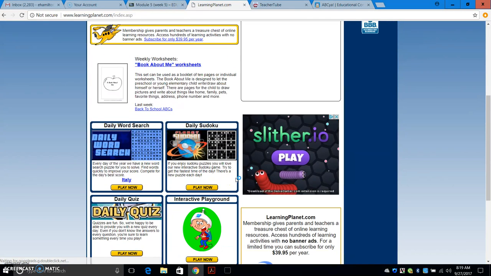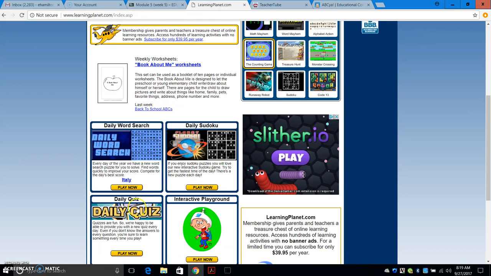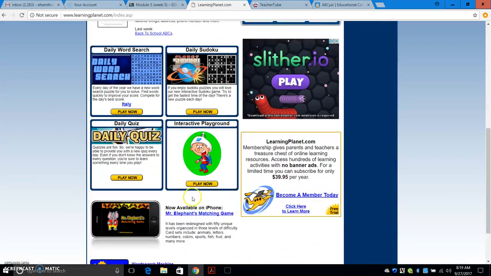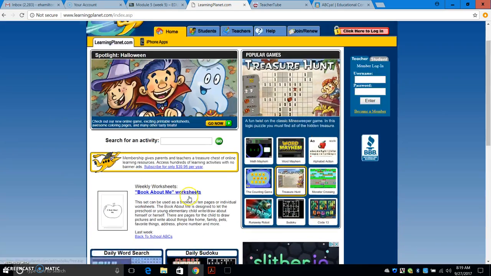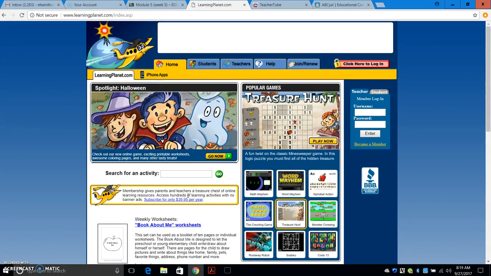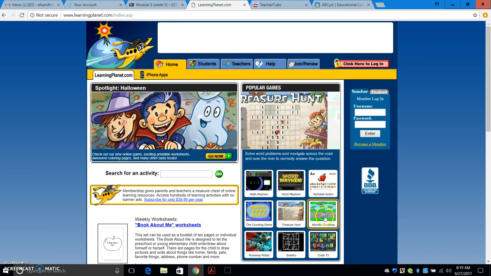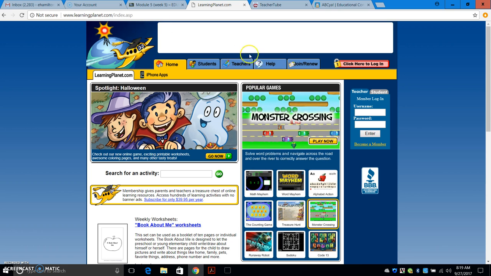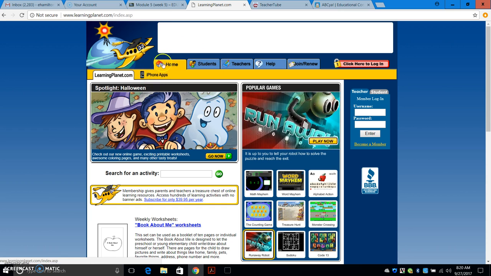So it's not just word games and stuff. You can also do daily quizzes, word searches, daily Sudoku. So this is something that I would maybe use with students if they have some extra time, if they finish an activity a little bit quicker, or just as a brain break as well. And there's also iPhone apps, which is pretty cool, which you'll see at a lot of these places.